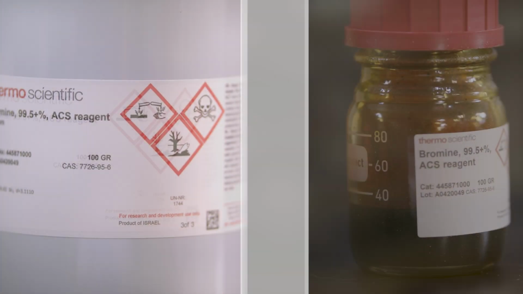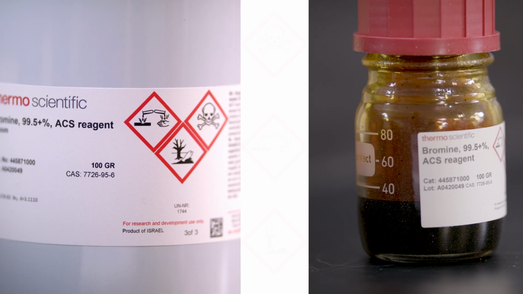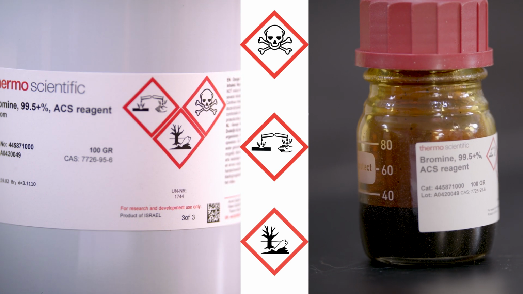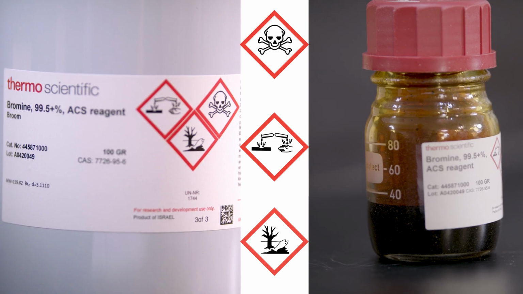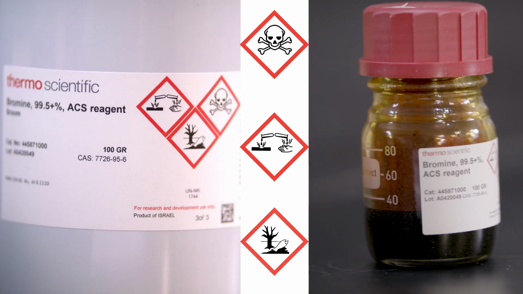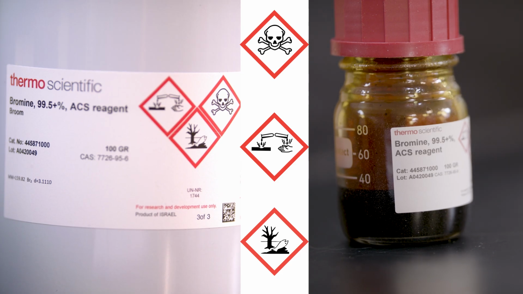The first step in managing chemical hazards is identifying the hazard symbol on the bottle. This also includes understanding the properties and potential risks associated with the chemicals you're using.